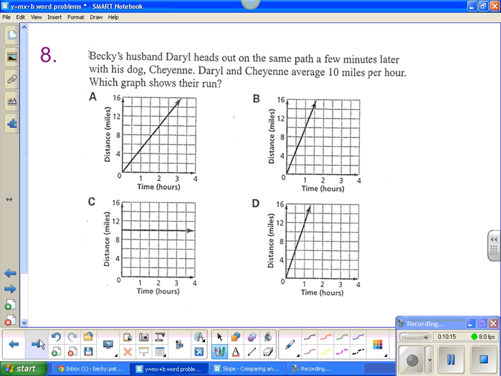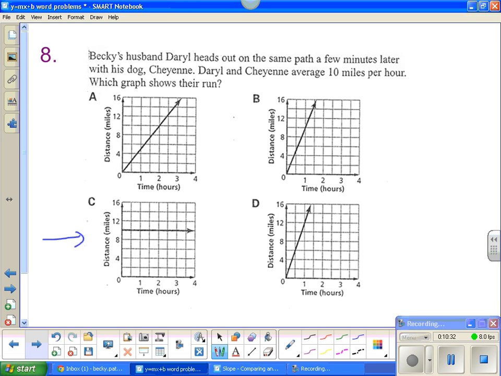Becky's husband Daryl heads out on the same path a few minutes later with his dog, Cheyenne. Daryl and Cheyenne average 10 miles an hour. Which graph shows their run? Well, the one graph that sticks out to me that's different is C. Let's talk about what C is saying.